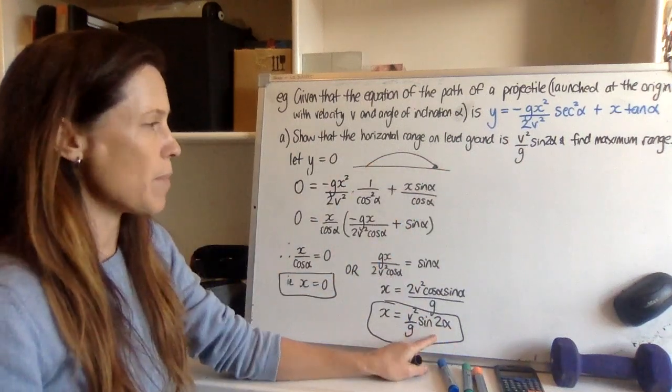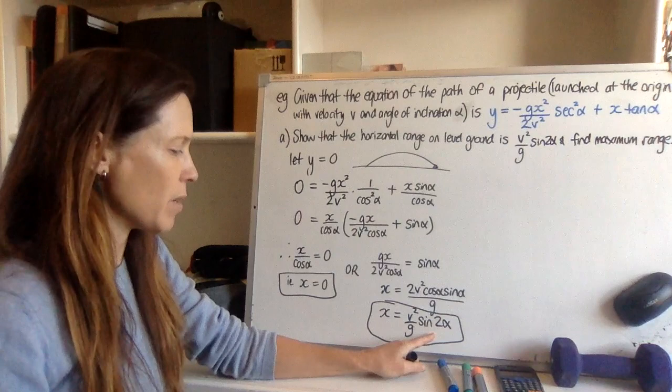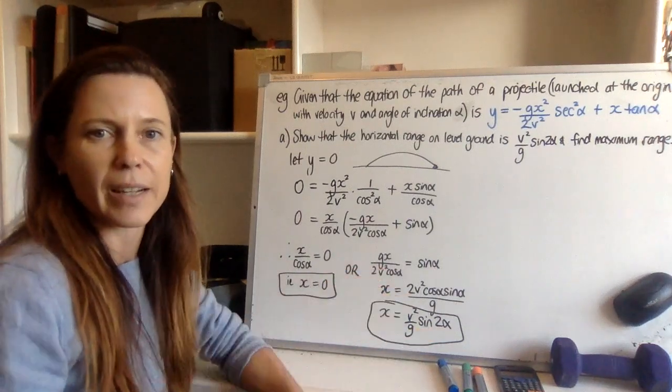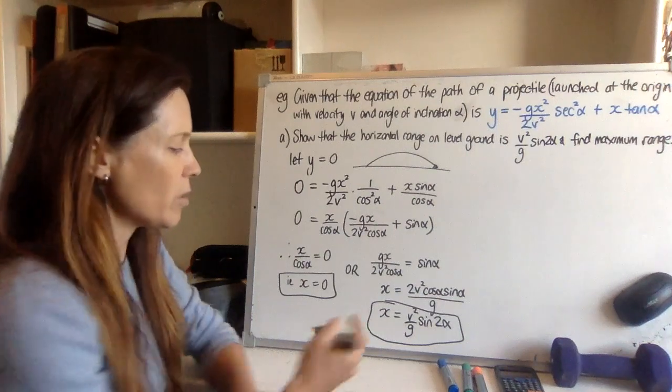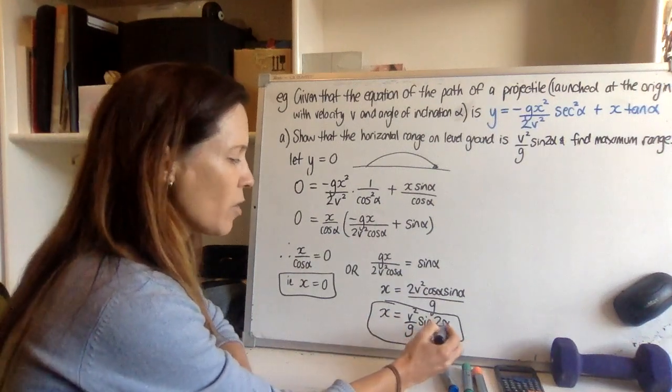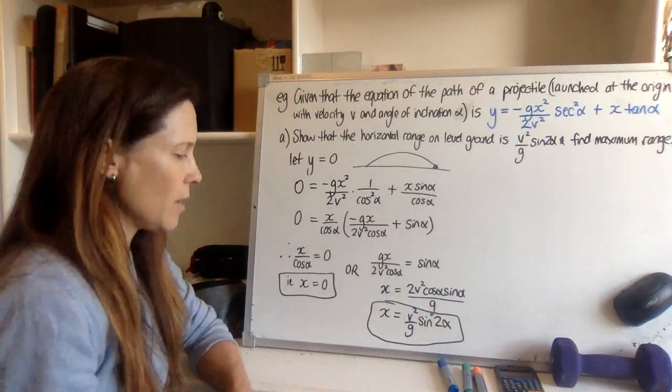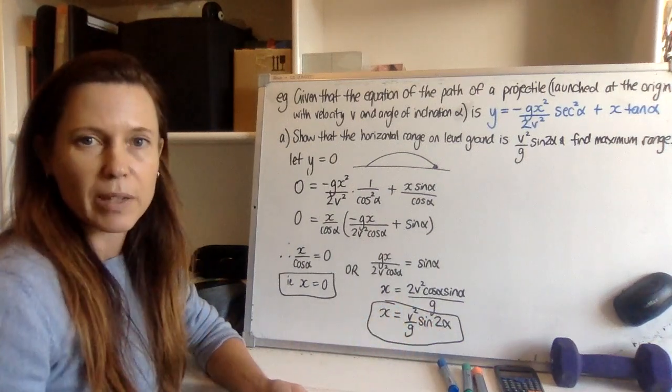Now, how do I maximize this? Find the maximum range. We've done a lot of maximizing of things by differentiating and letting the derivative equal 0, but I can also see that as a function of alpha here, when sine 2 alpha is as big as it can get, then my range is going to be as big as it can get.